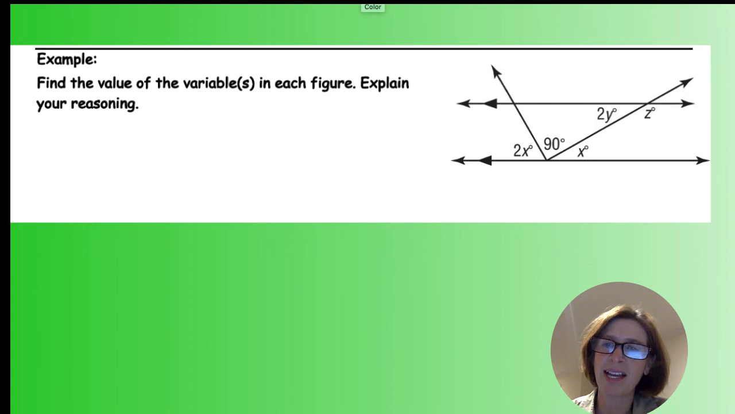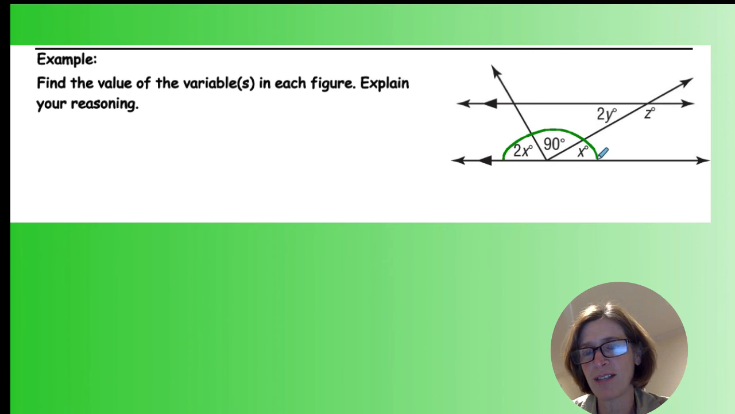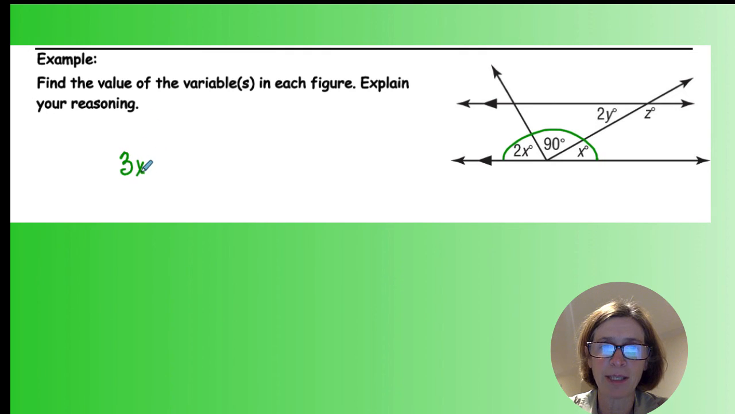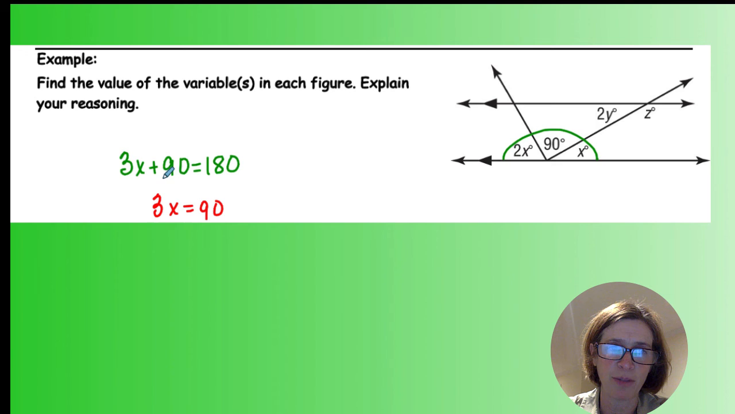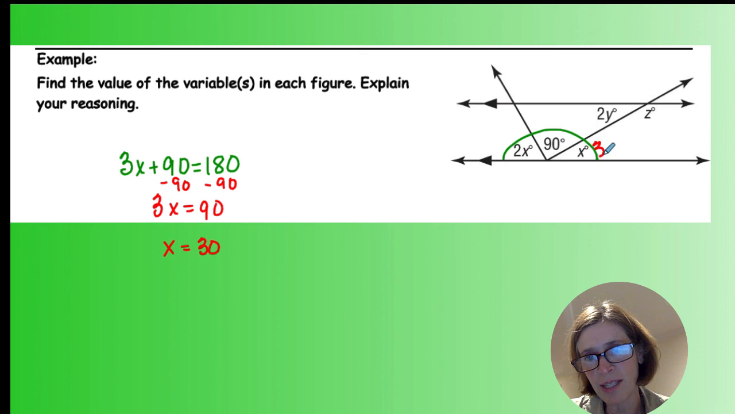So there's a couple things I notice. I notice that these 3 angles form a linear pair. I don't want to forget about all those things that we learned already, right? I want to look for those linear pairs. So I know that 3x plus 90 has to equal 180, and I think that's going to actually be helpful for me. All right, so 3x then would equal 90 if I subtract 90 from both sides. And so x would be 30. So if x is 30, then this right here is 30, and this is 60.